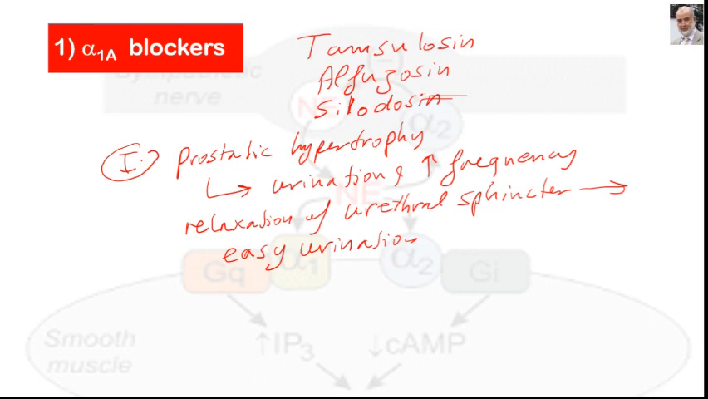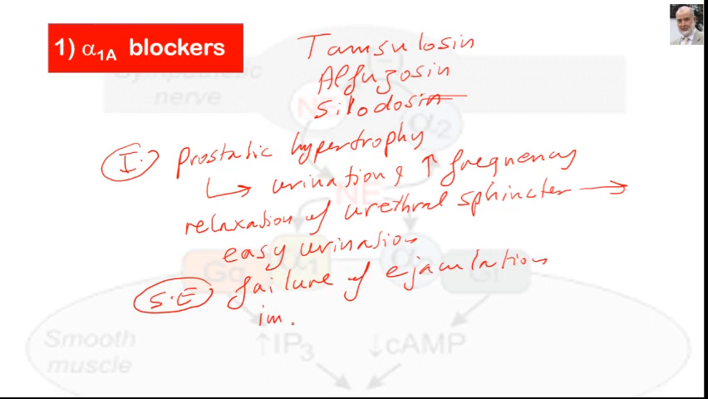However, this indication is accompanied by a lot of side effects because they block alpha-1 receptors at the ejaculatory ducts, as we have said, and they can produce failure of ejaculation. Besides other effects, they can also produce impotence and decrease in libido, which is usually troublesome, especially in males.